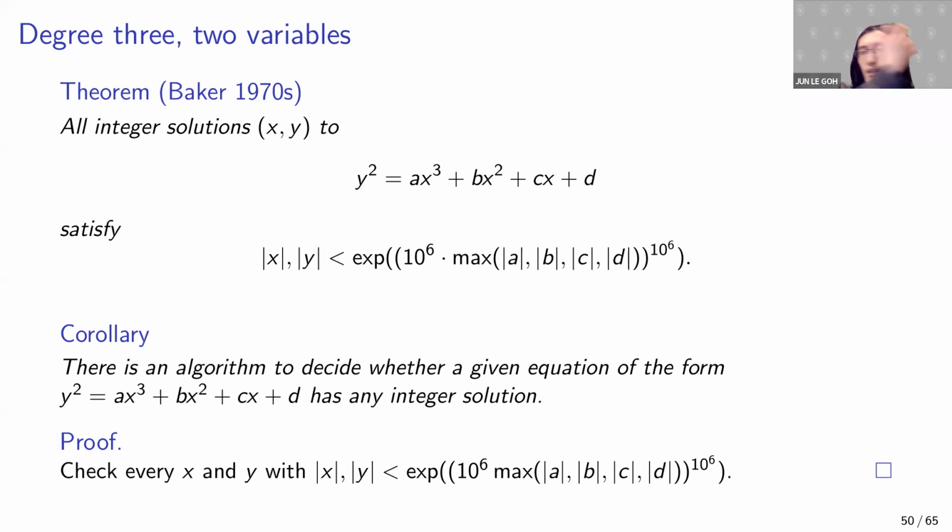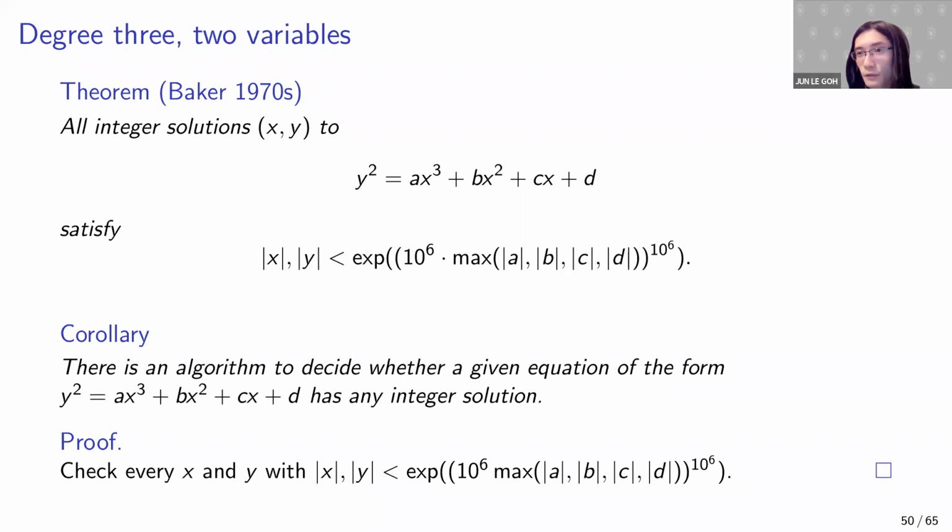So this is an example of the kind of thing that people know. This tells us that if you care about these specific kinds of equations, then it is solvable. But in general, for degree 3, it is still open. Okay, so that's degree 3. How about degree 4 now?